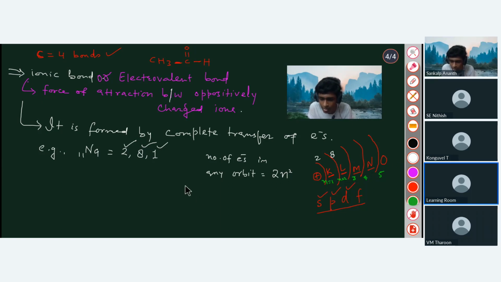Okay, now tell me, for example, if you are having K, how many electrons can you accommodate? That is 2 into 1 square. 1 square is 1, 1 into 2 is 2 electrons.